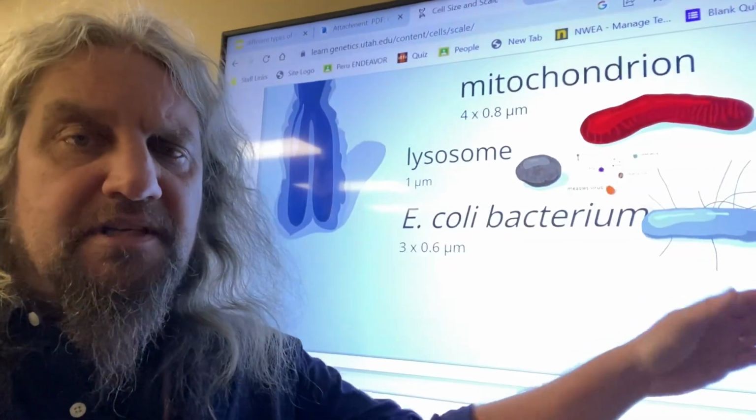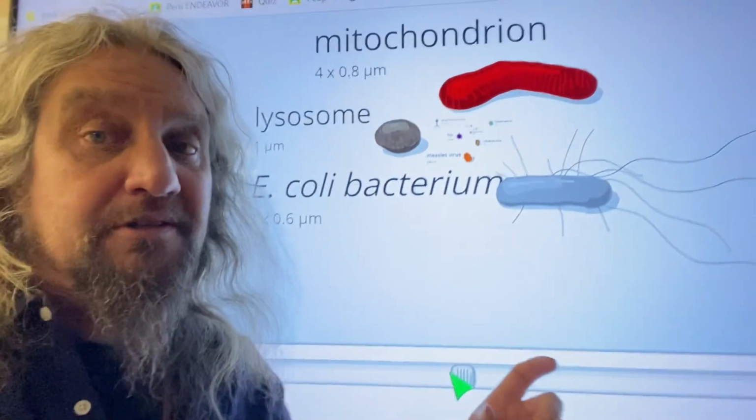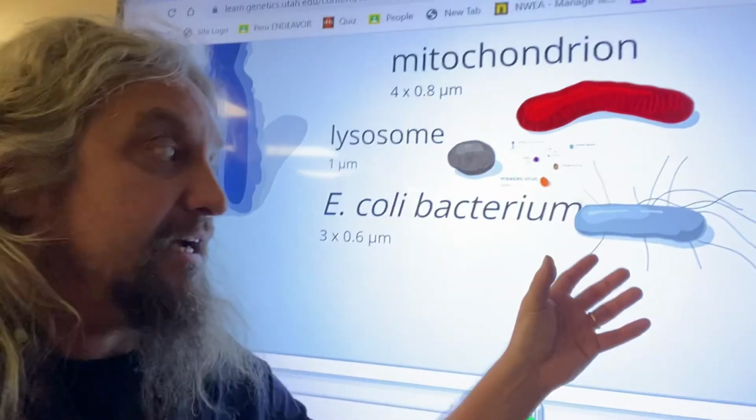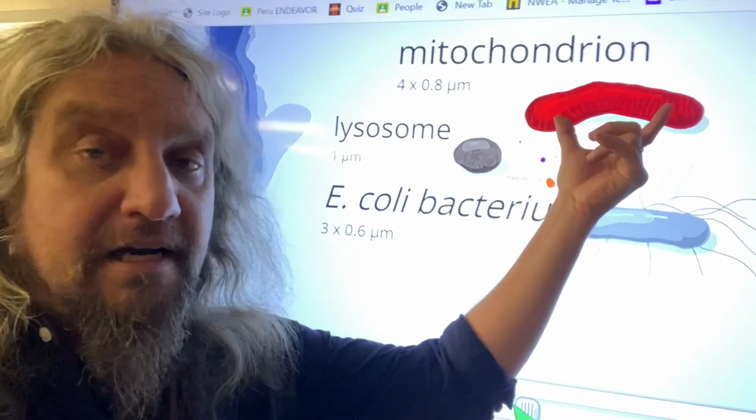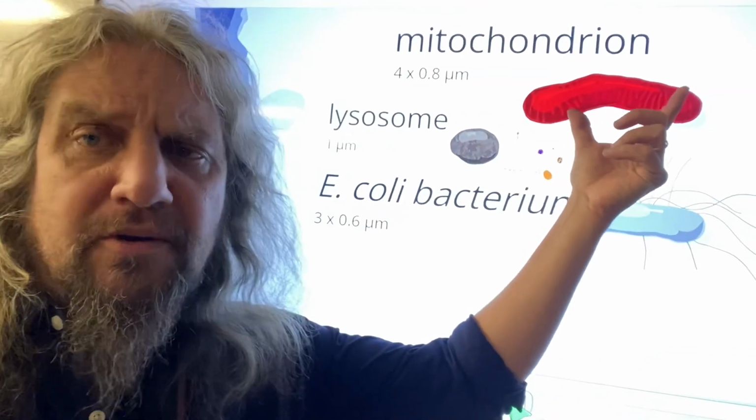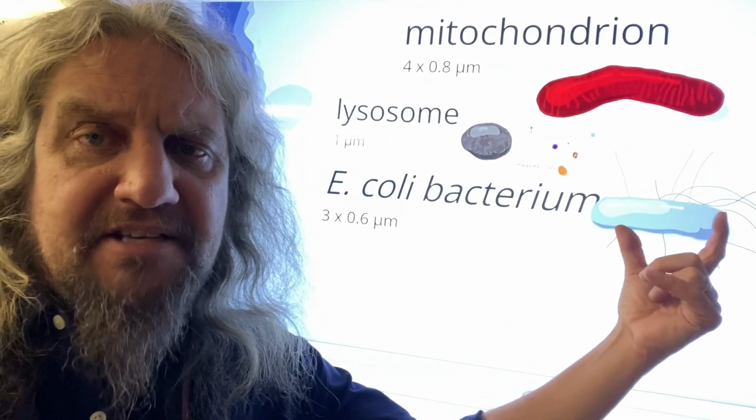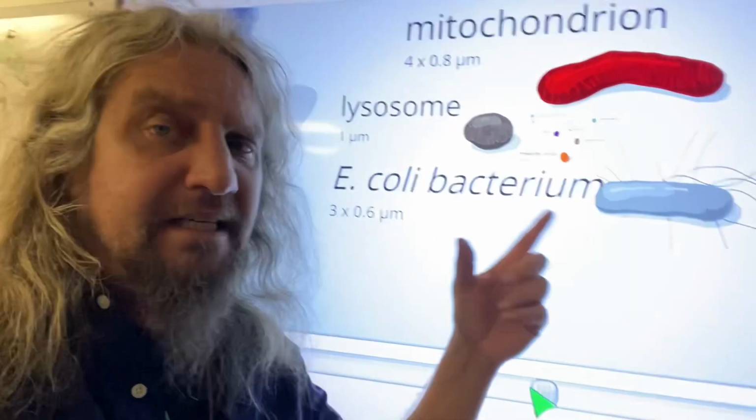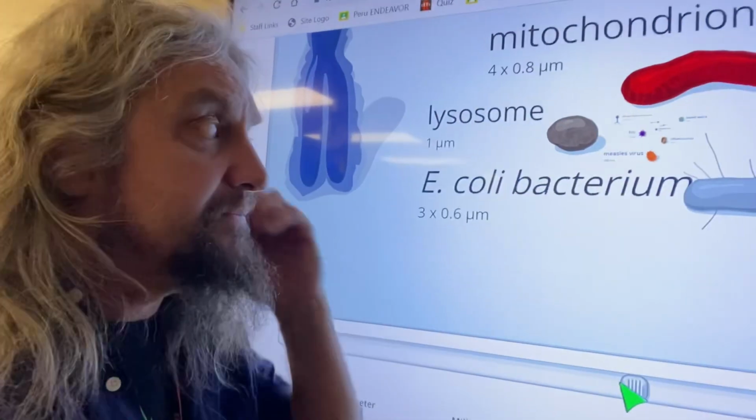Prokaryotic cells, like this E. coli bacteria, are really small. I mean, they are dwarfed by your own cells. In fact, mitochondria, the organelles inside of your cells, are about the same size as one independent E. coli. They're teeny tiny.